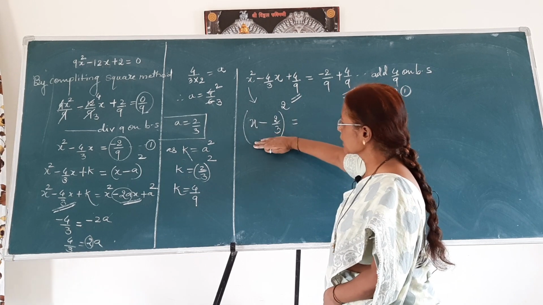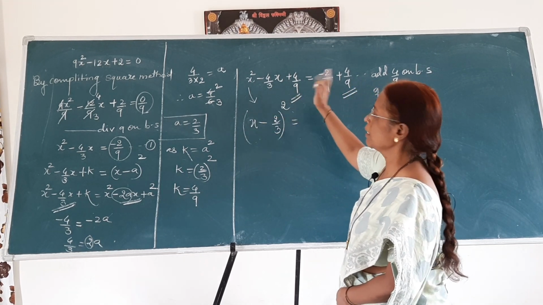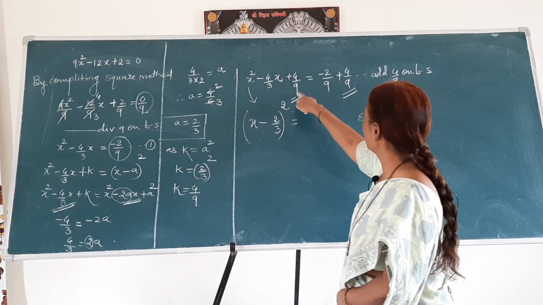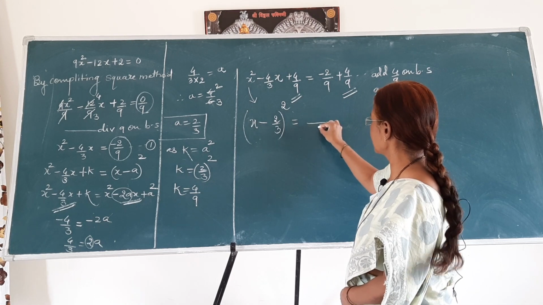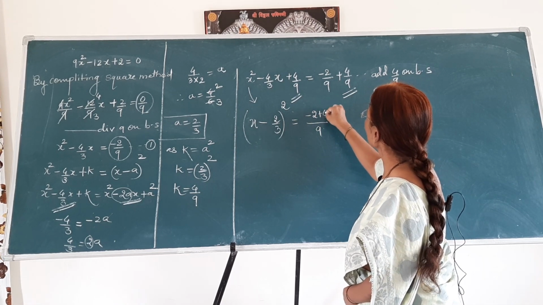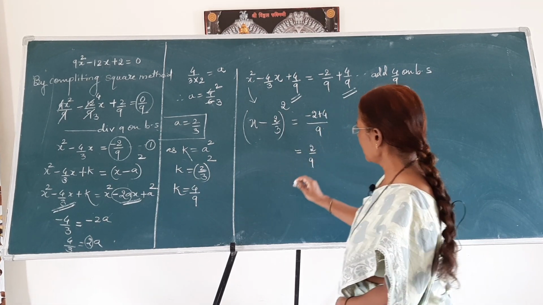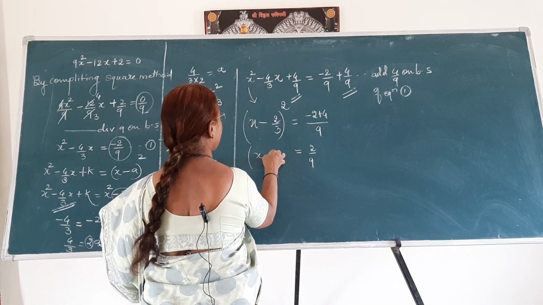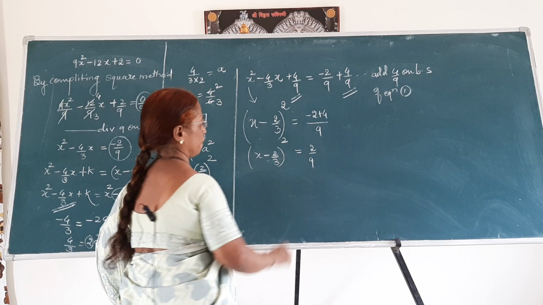So if we expand x minus 2 by 3 bracket square, the answer will be exactly one and the same as above. And here these are two fractions having the same base, keep it one time only, and minus 2 plus 4 in the numerator will be 2 by 9. Now this is the square of the bracket x minus 2 by 3.